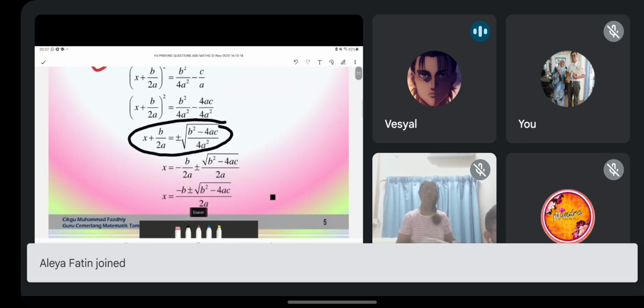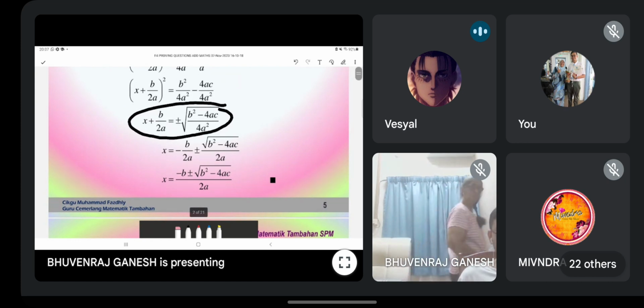Can scroll down some more, Bun. So once you're done with all the plus minus all the normal stuff, you get your quadratic formula, and that's how you prove it.